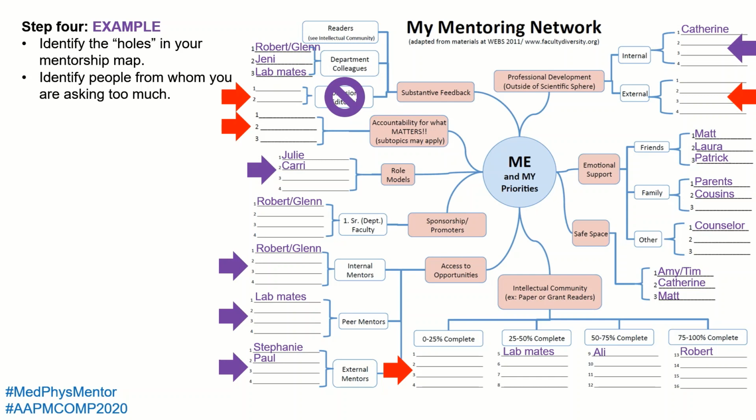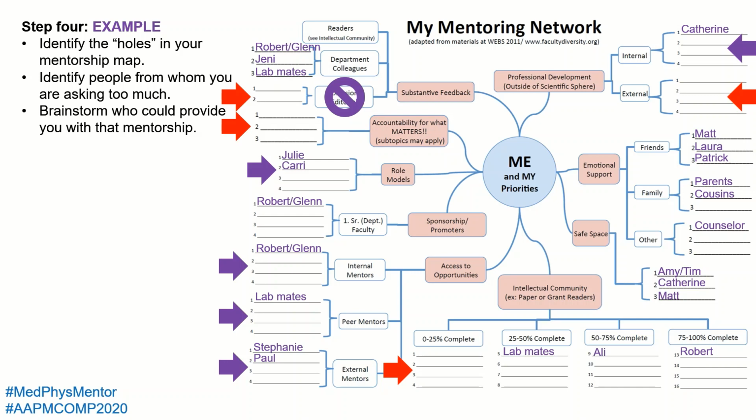Can I review a paper for you once or twice a year? Absolutely. Can I review a paper for you every month? Probably not. So on my own map, I have Robert listed in quite a few categories. I think that this is appropriate right now while he's my thesis advisor, but once I move on to my postdoc, I will probably need to find some new mentors.